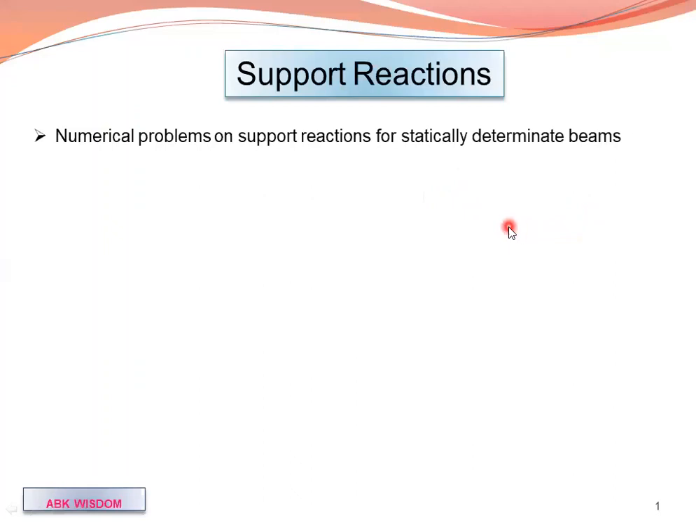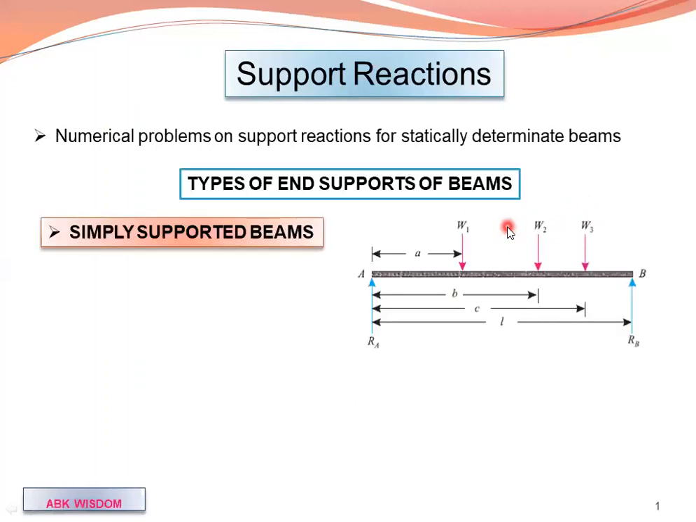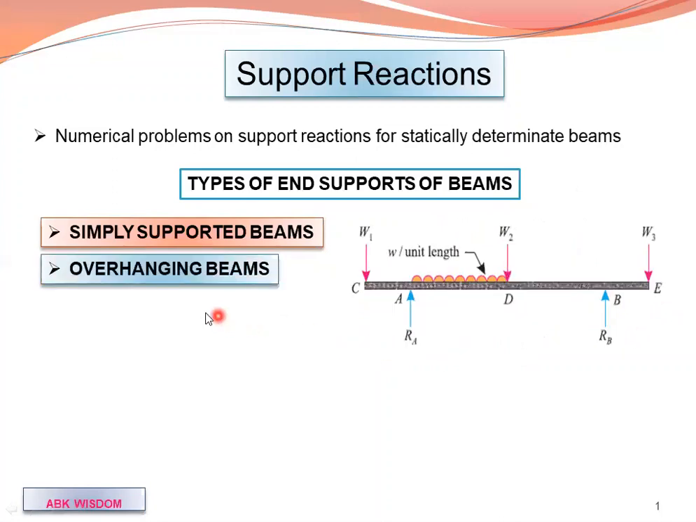Before that, let's see what are the types of supports which are placed in the beams. One, simply supported beam, in which the beam is resting on two supports as shown in this figure. Second is overhanging beams.